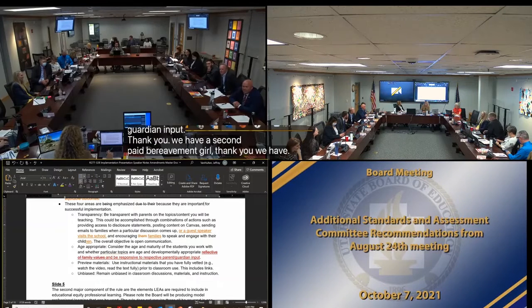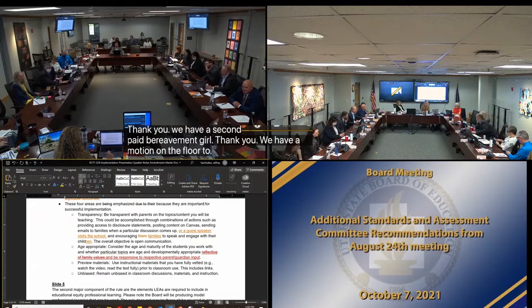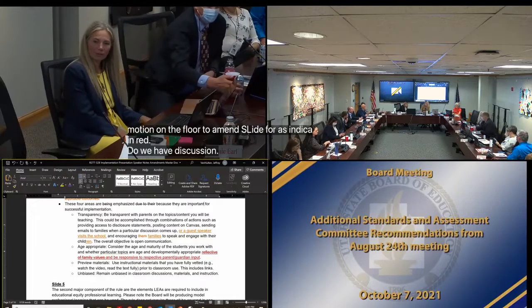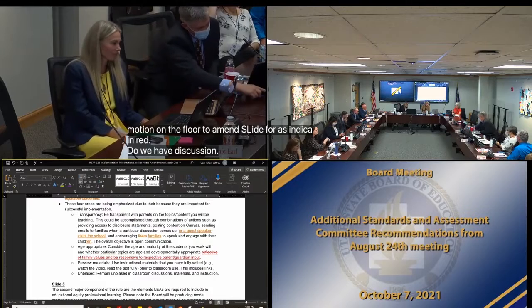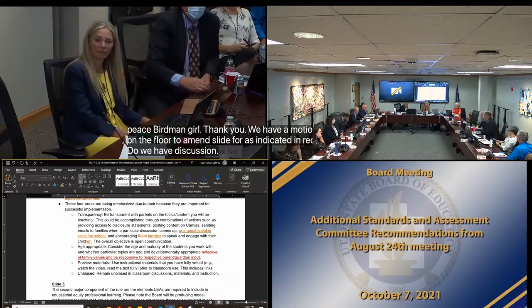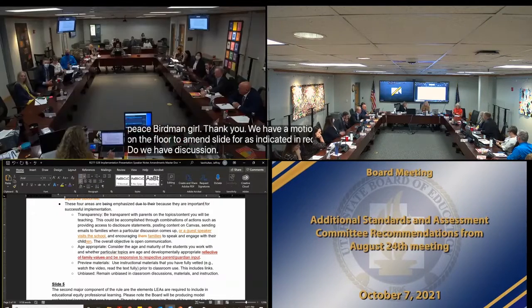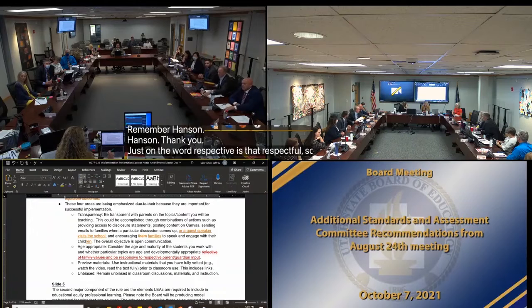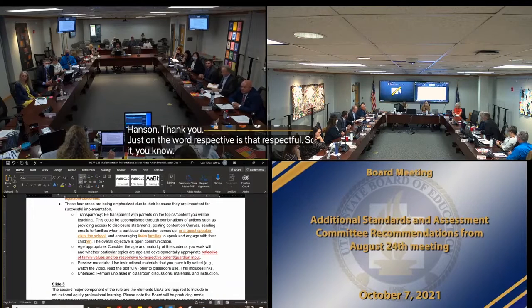We have a motion on the floor to amend slide 4 as indicated in red. Do we have discussion? Board Member Hansen, Chair Hansen, thank you. Just on the word respective, is that respectful? So is it input that's given in a respectful way?